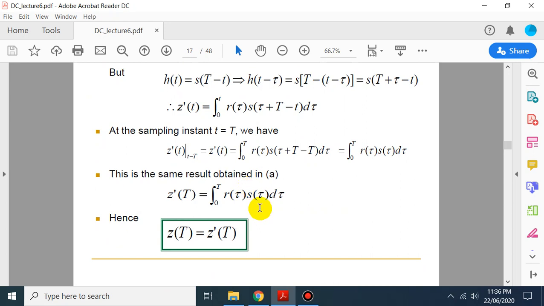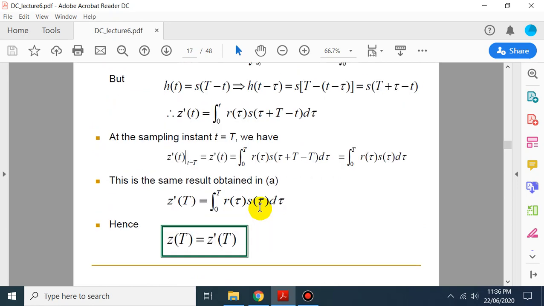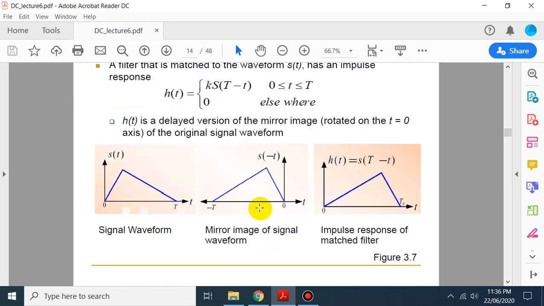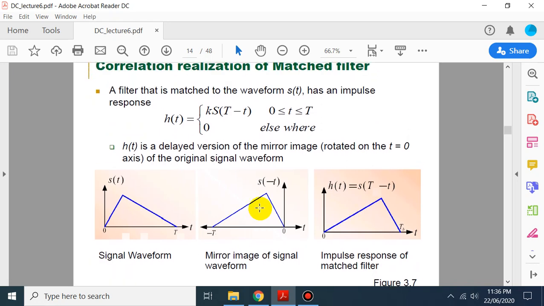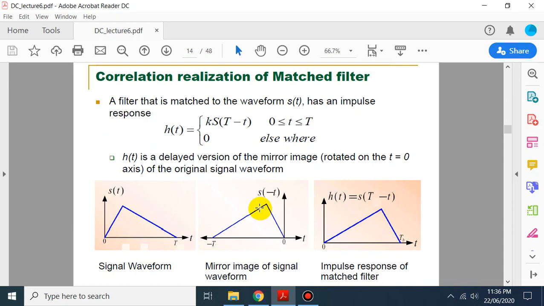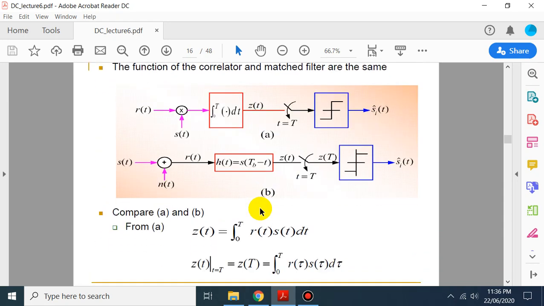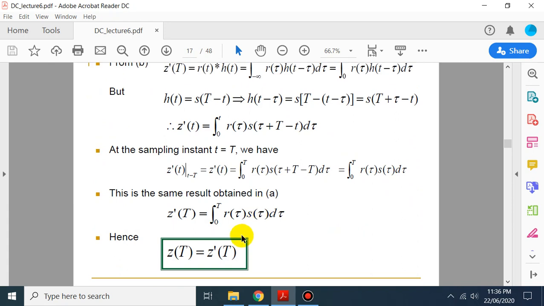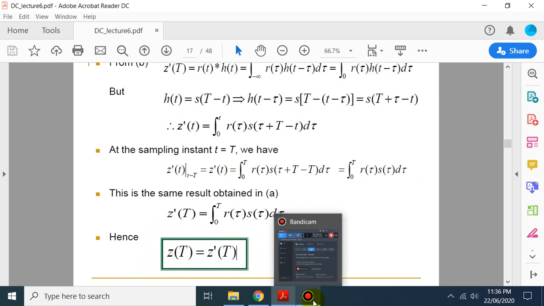So this is about the detection of the waveform, by using the matched filter or the correlation realization of a matched filter here. In the next lecture, we are going to discuss more about the detection of this received waveform.